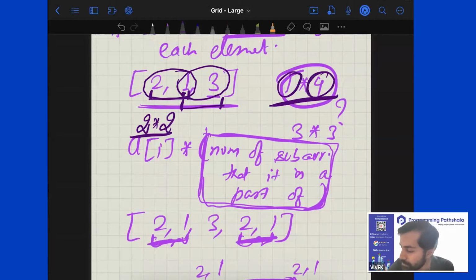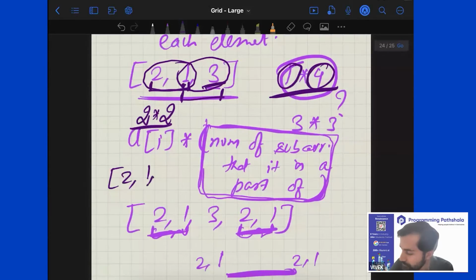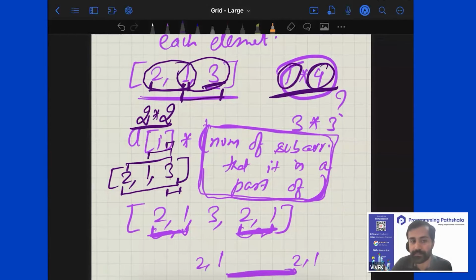Similarly, if you want to talk about the contribution of 3, you would say that, hey, any subarray whose starting point is one of these and ending point is just this, it will contain 3. See, starting point here, ending point here, or starting point here, ending point here, or starting point also here and ending point also here. It will definitely contain 3. So for starting point, you had 3 options. For ending point, only 1 option. So the total number of options is 3 into 1, which is 3.